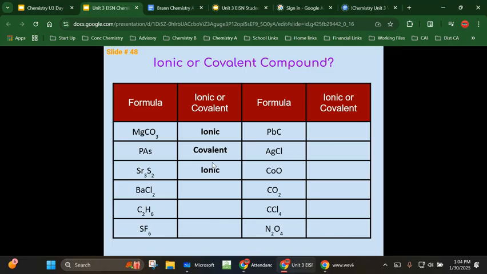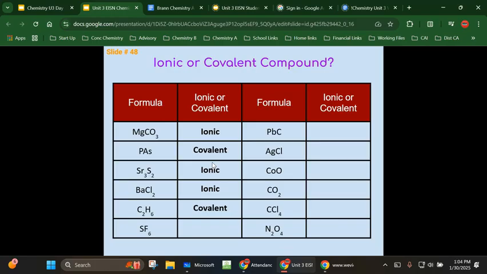BaCl2. Claire. It's ionic. Barium is a metal. C2H6. Safira. Covalent. First one is a nonmetal. Carbon is a nonmetal. Has to be a covalent compound.